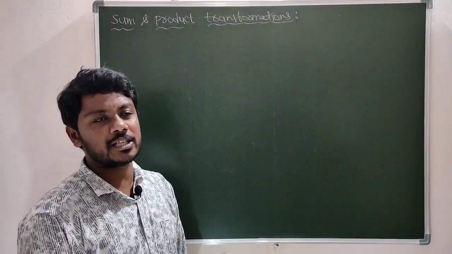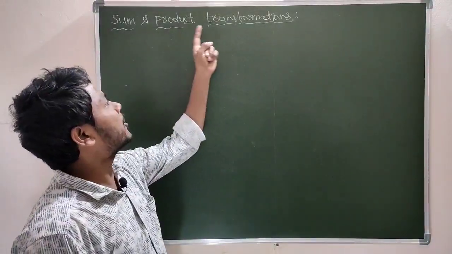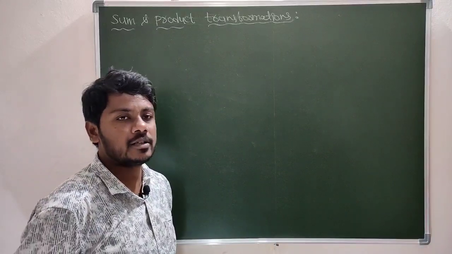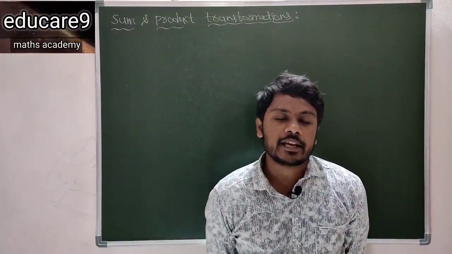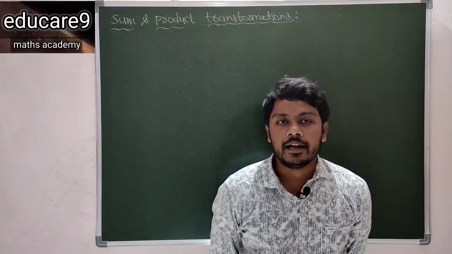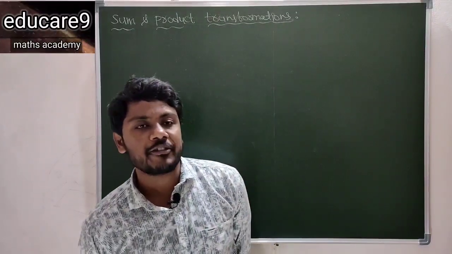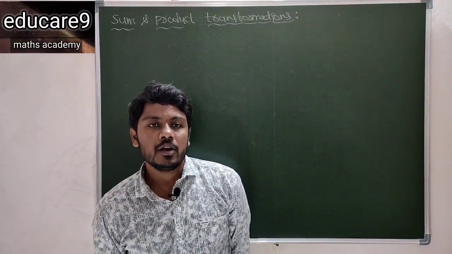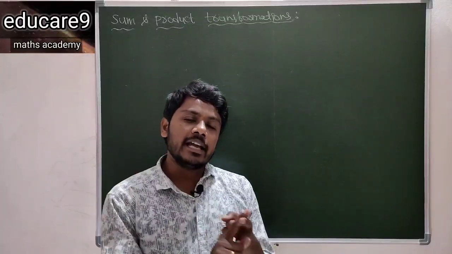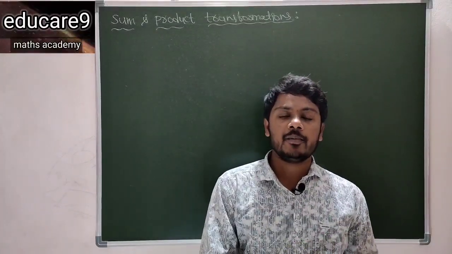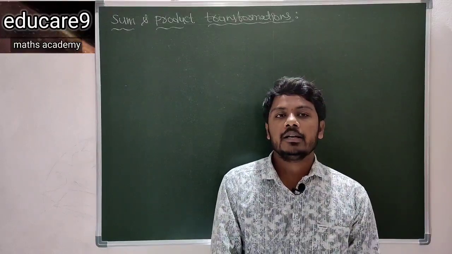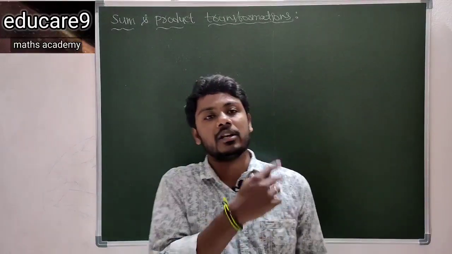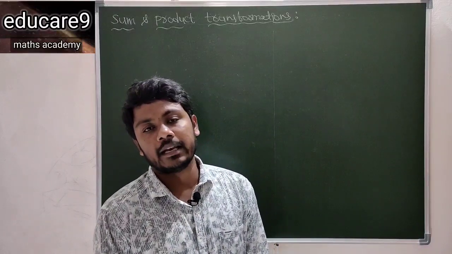Hi, hello everyone. For this session we will discuss a new concept, sum and product of transformations. So here you know the sin of a plus b and sin of a minus b and cos of a plus b, cos of a minus b formulas. Now we have to add sin of a plus b and sin of a minus b. So the sum of these two formulas changes into a product of trigonometric ratios.